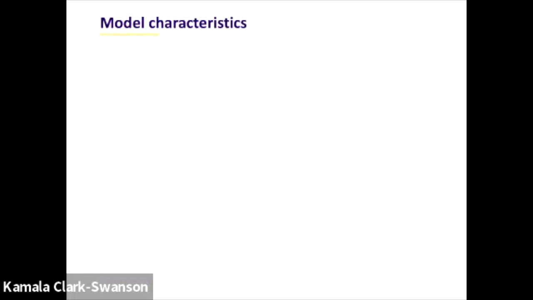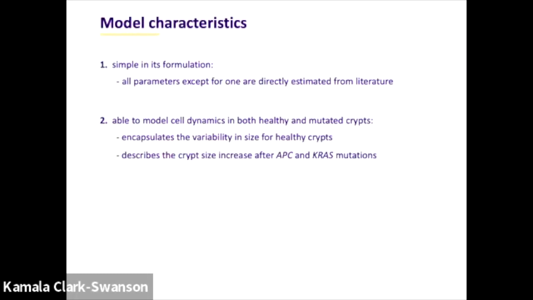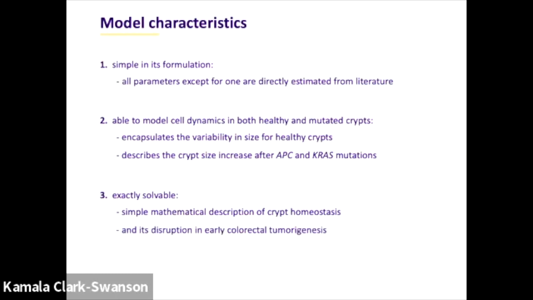So we would like to model this cell dynamics, and the model should be simple in its formulation. And we'll see that because of its simplicity, all parameters except for one are directly estimated from the literature. Also, our model is able to model cell dynamics in both healthy and mutated crypts. This means that it encapsulates the variability in size for healthy crypts, and also can describe the crypt size increase after acquiring the APC and KRAS mutations, two mutations that appear in early colorectal tumorigenesis. And also a mathematical result is that our model is exactly solvable. That means that we have a simple mathematical description of the crypt homeostasis and also its disruption in early colorectal tumorigenesis.